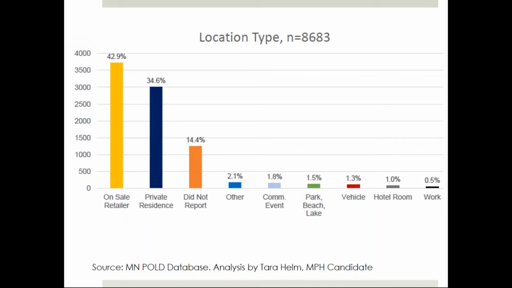So this is taking a look at all of the offenses that were in our database statewide, or system-wide, for everybody who's participating. We had over 8,000 cases since we began collecting data. And you can see that the largest single location type is on-sale retailers. But we do collect data about other types of locations.